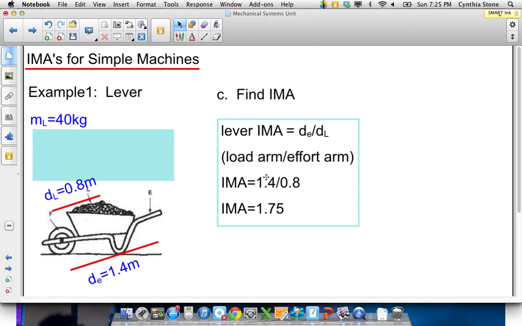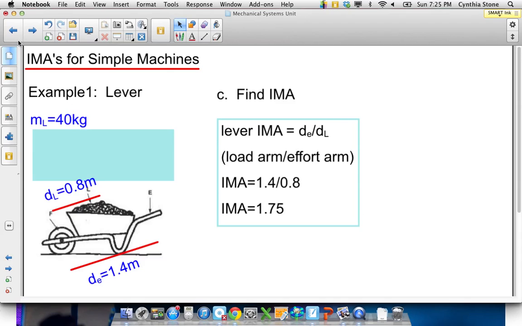IMA for a lever is the distance from the effort to the fulcrum, divided by the distance from the load to the fulcrum. So it's just a divide: 1.4 divided by 0.8 is 1.75. So ideally, if this thing was perfect, I'd get a mechanical advantage of 1.75.